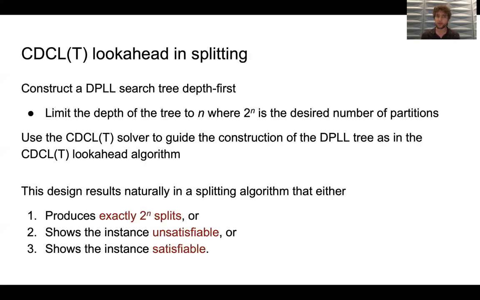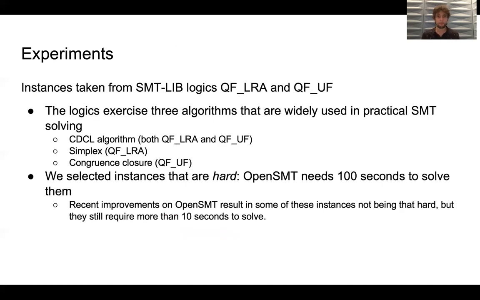So how do we apply this idea for splitting? The idea here is fairly straightforward. We just construct the DPLL search tree depth first, just like in the original Lookahead based CDCL algorithm. But we limit the depth of the tree to n, where 2 to the n is the desired number of partitions. And we use the CDCLT solver to guide the construction of the DPLL tree, just like in the CDCLT Lookahead algorithm. What is nice about this design is that it naturally gives a splitting algorithm that is guaranteed to either produce exactly the 2 to the n splits that we asked for, or to solve the instance by showing it unsatisfiable or satisfiable. So that's the algorithm that we're going to use for splitting.